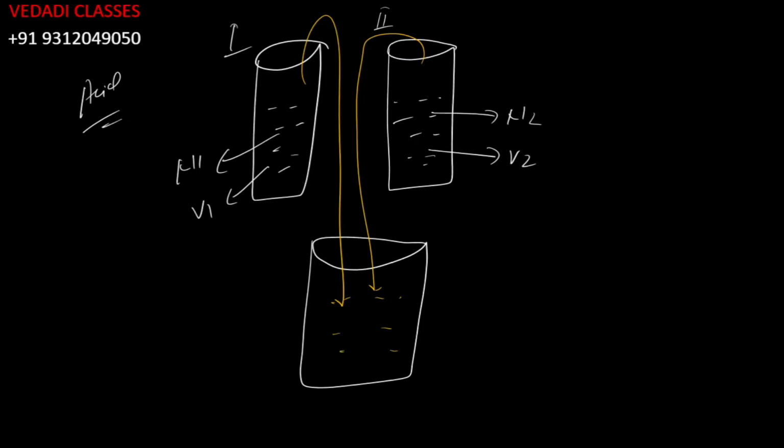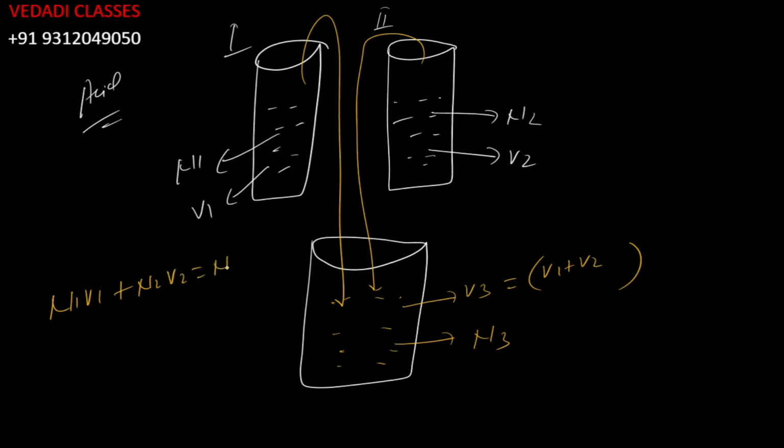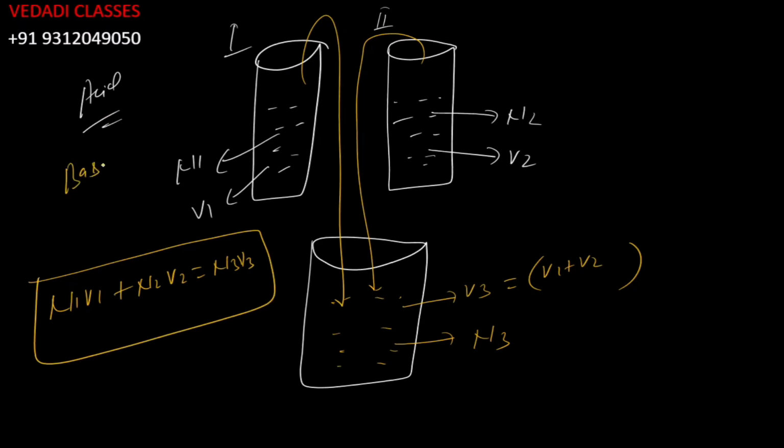Since both are acids, when you mix them the volume V3 will be the sum of V1 plus V2, as you know. So how do we get N3? Again we have the same formula: N1 V1 plus N2 V2 is equal to N3 V3. This is for when both are acids or both are bases.